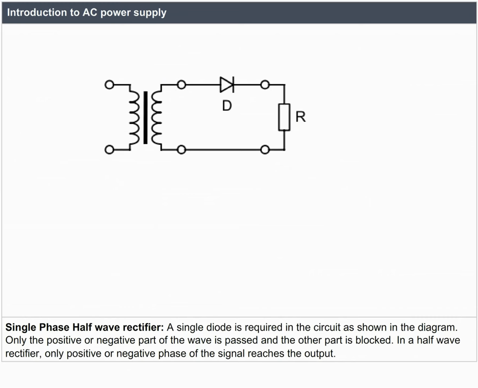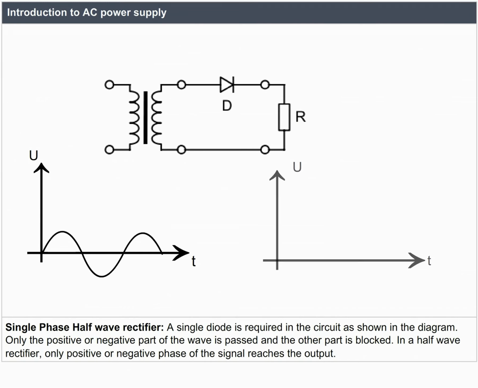Single-phase half-wave rectifier. A single diode is required in the circuit as shown in the diagram. Only the positive or negative part of the wave is passed and the other part is blocked. In a half-wave rectifier, only positive or negative phase of the signal reaches the output.